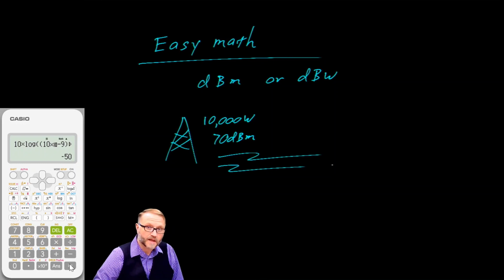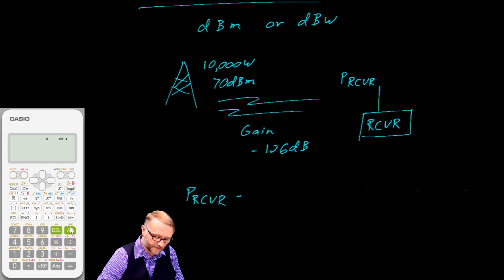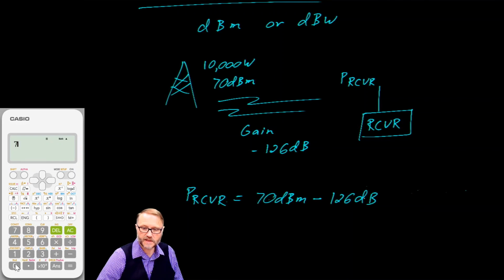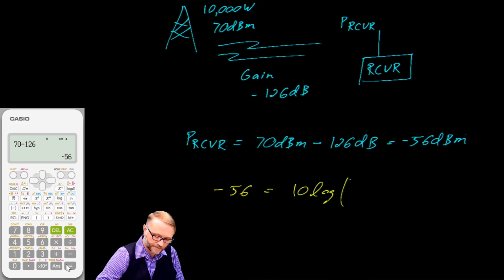We talked about the attenuation of the channel. Now to figure out the power of the receiver, which is the output of this particular channel, is equal to 70 dBm minus 126 dB. So that's 70 minus 126. It's negative 56 dBm. You can see that that's about correct by comparing it to your previous answers. So negative 56 is equal to 10 log of the power going to the receiver divided by 0.001, so there's your 1 milliwatt.